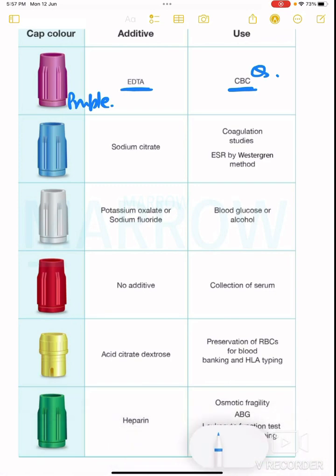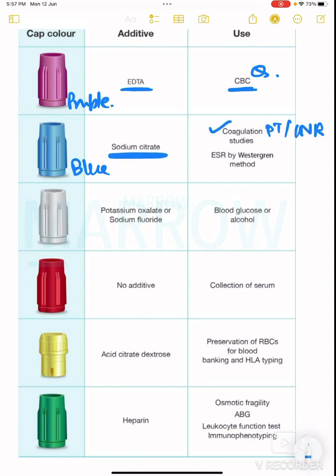Now, blue contains sodium citrate and it is used for coagulation studies. For example, if I want to check PT-INR, then you will send PT-INR in a blue vial. Then ESR by Westergren's method, again blue vial. Then coming to the gray vial. The gray vial contains sodium fluoride or potassium oxalate and it is used for blood glucose level checking.